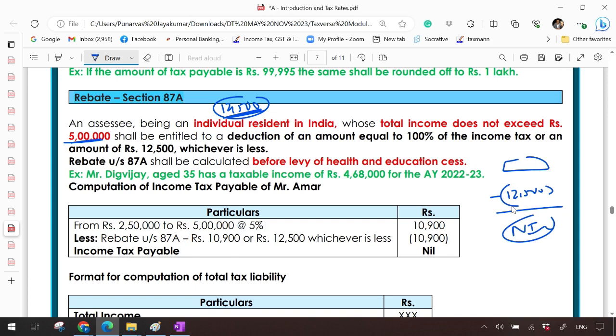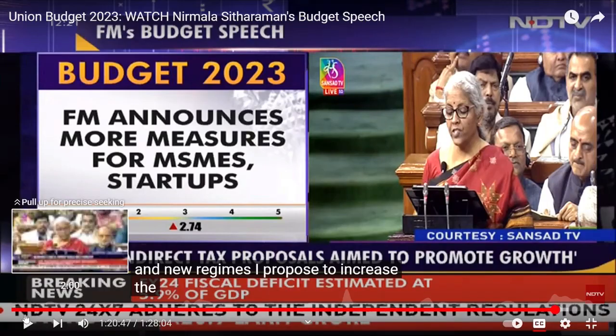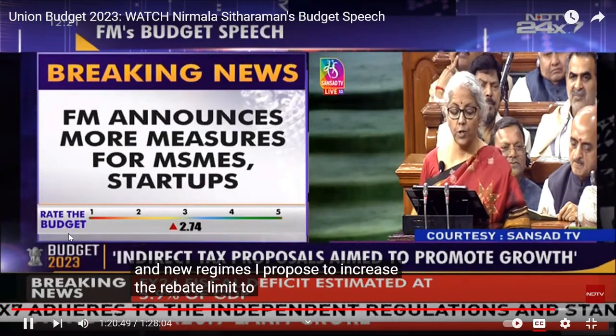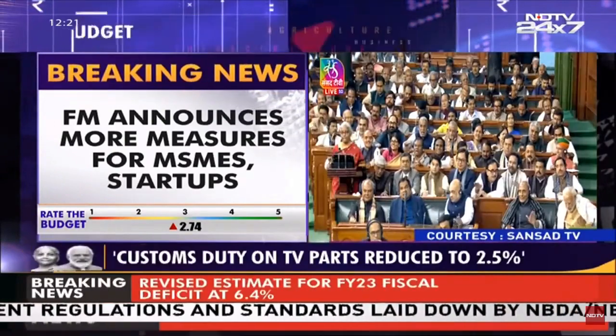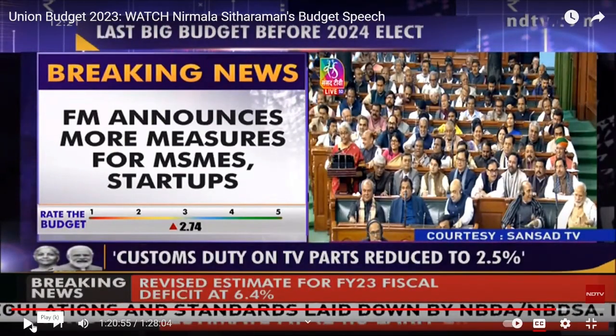This was there in the old and the new regime both. Rebate up to 5 lakh. This also has changed. What is the change now? We'll see. Rebate limit to 7 lakhs. Seven lakh. Now, 5 lakh is increased to 7 lakh. But interesting to know, is it in the old regime or new regime? We'll see that.